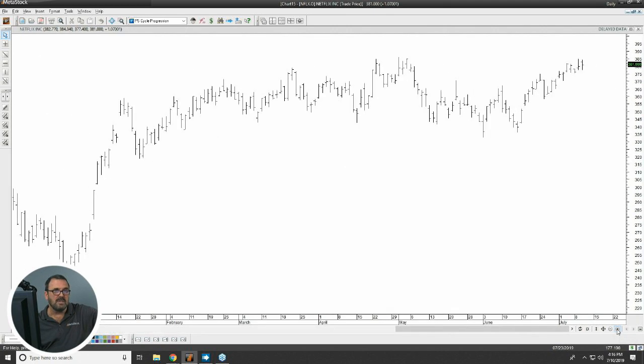You can also see, because this is software, you can add a lot of different things to it. You can add volume. You can add a moving average or really whatever you want to. You can change it to candlesticks. These are just bars. These are a lot of different things we can do, and actually a lot of different software can do.